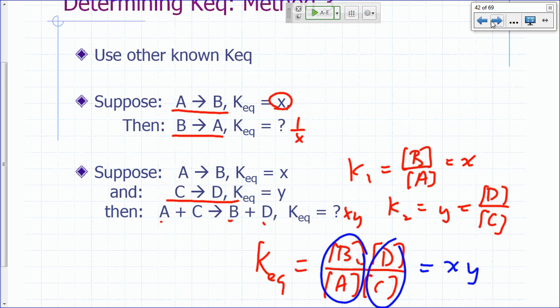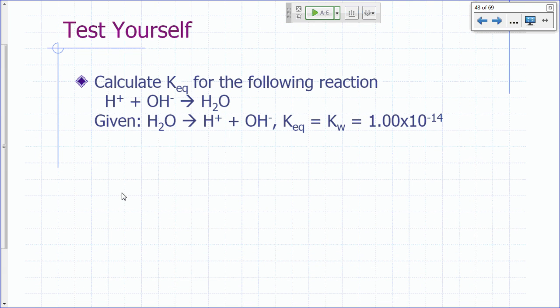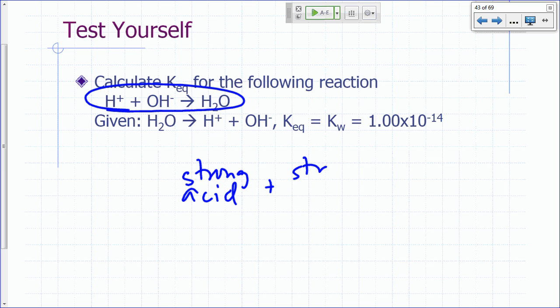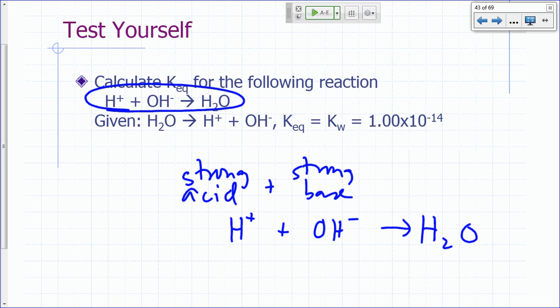All right, so let's apply these to the following. Suppose you wanted to know the KEQ for this reaction: H plus plus hydroxide gives you water. Well, this is what you get if, for example, you have a reaction between a strong acid and a strong base. The H plus from the strong acid plus the hydroxide from the strong base will give you water, right? That's the net ionic equation for it. But you realize that this is just the opposite of the autoionization of water. So KEQ for the autoionization of water is 1 times 10 to the negative 14.